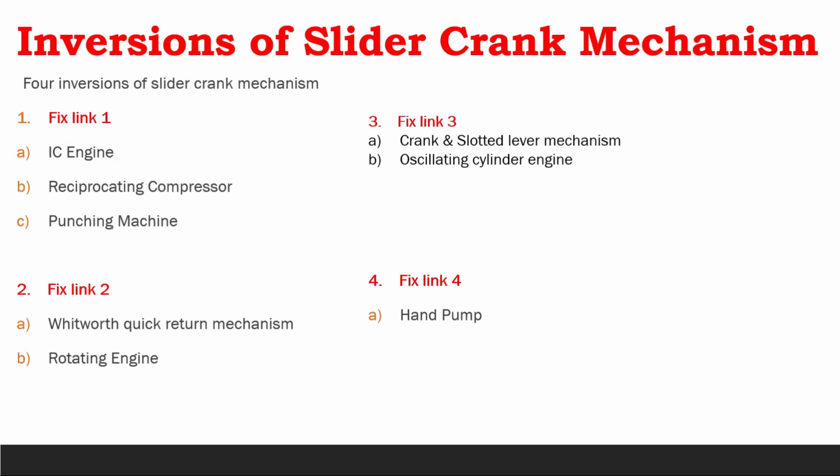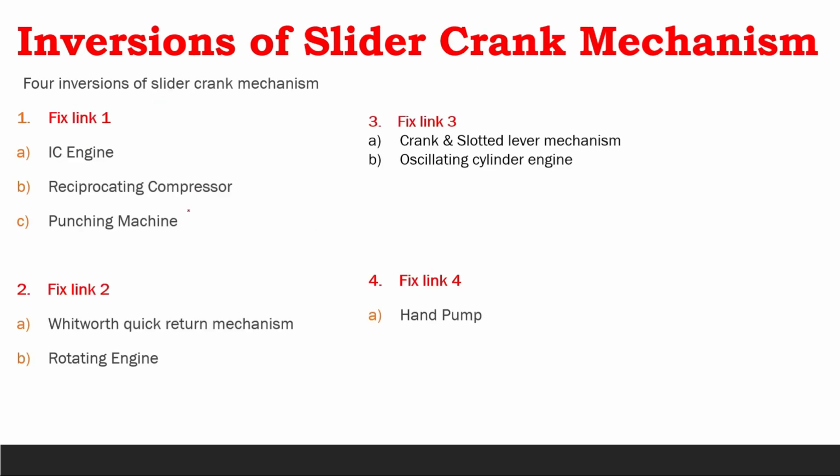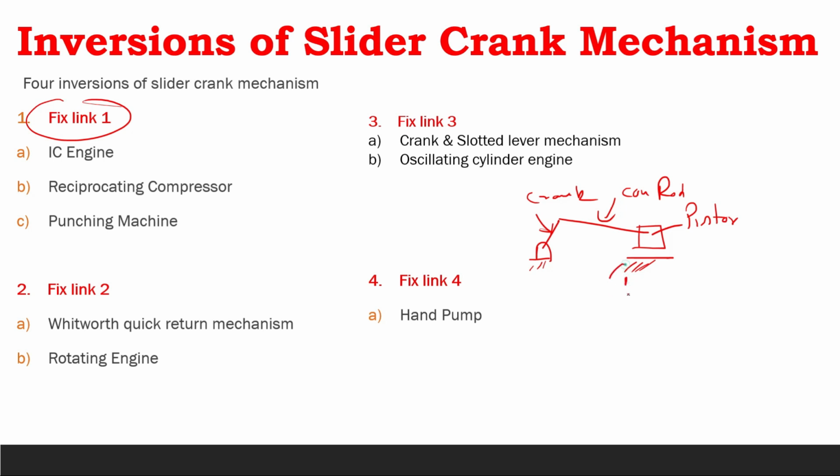Now, inversion of slider crank mechanism. So the 4-bar mechanism has 3 inversions: double crank, crank rocker, and double rocker. And what is the slider crank mechanism? This is the slider crank mechanism. It is the crank, and it is the connecting rod, and it is the piston, and it is the fixed link. So if you fix link number 1, what is the meaning of link number 1? This is link number 1, fixed.